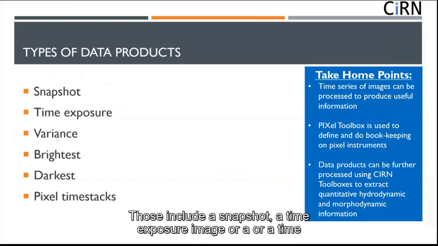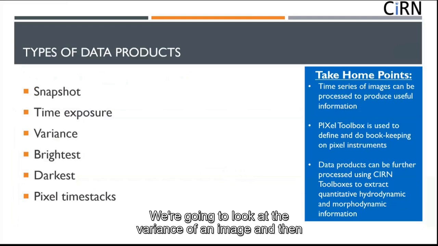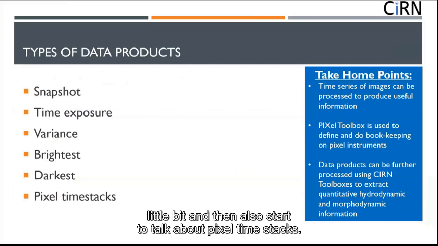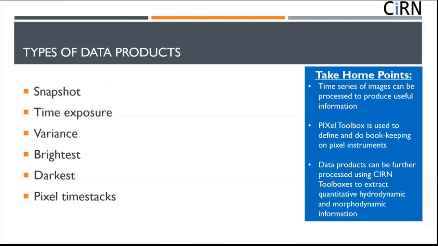Those include a snapshot, a time exposure image, or a time average. We're going to look at the variance of an image, and then the brightest and darkest images, and I'll explain those more in a little bit. Then also start to talk about pixel time stacks, so actually sampling the image to allow us to look at waves and currents.